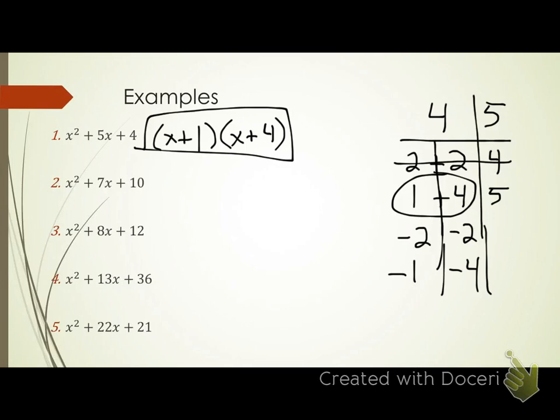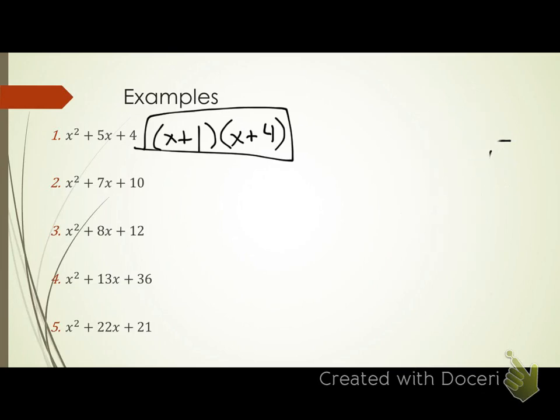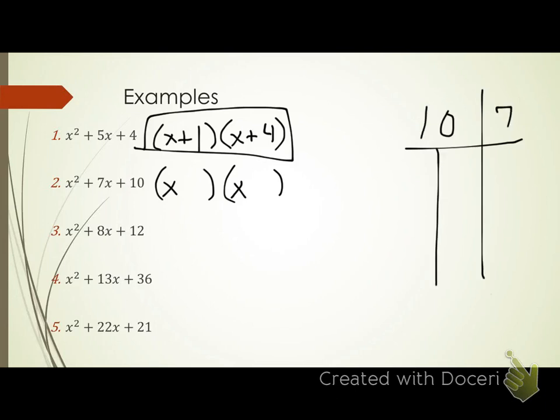Can I erase my chart and move on a little faster? Yeah. All right. Number 2. What's my variable? X. Let's fill in our T chart over here. What's my C value? 10. B value? 7. Raise your hand if you can give me two numbers that multiply to give me 10. 5 and 2. What's 5 plus 2? 7. Do our two numbers multiply to give me 10 and add to give me 7? Yes, they do. Those are the two numbers that I want. I'm done. I got it on the first try.